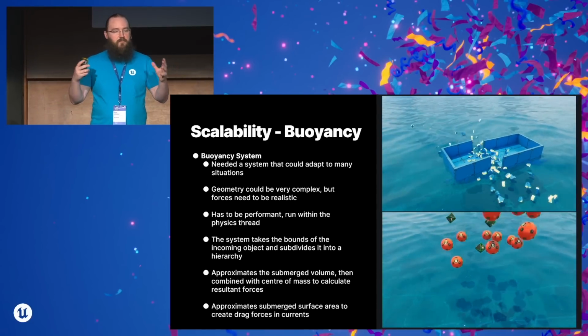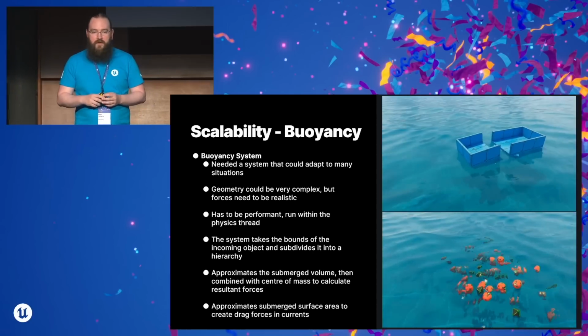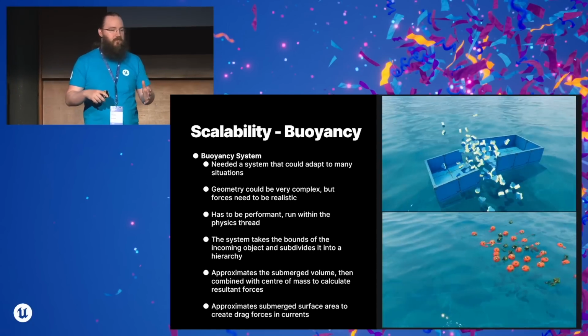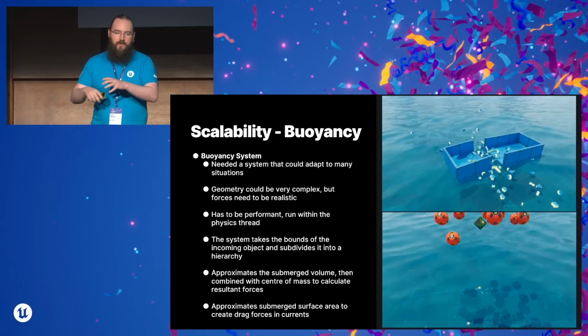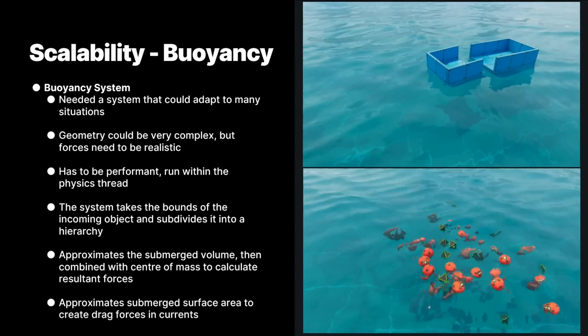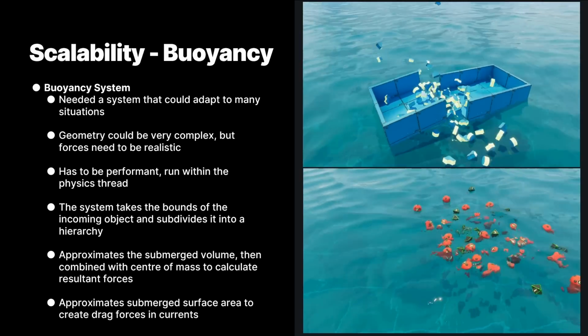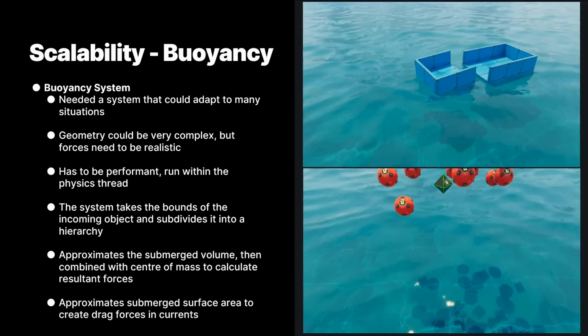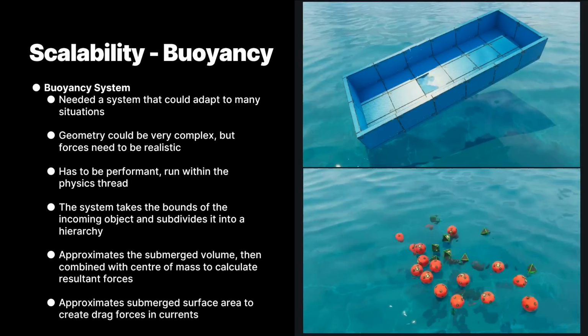So the system collects the bounds of the objects that are intersecting the water plane, and we use a mid-phase collision modifier for that, so we get a callback from the physics simulation telling us about all the potential collisions with a water volume. We subdivide those bounds iteratively into a hierarchy, and we slowly refine an approximation of the submerged volume of the object, where its center of mass lies, and an approximation of the surface area of the object underneath the water. We use the volume and center of mass to create the buoyancy force on the object, and the surface area helps us work out drag and current forces when the object is in the water.